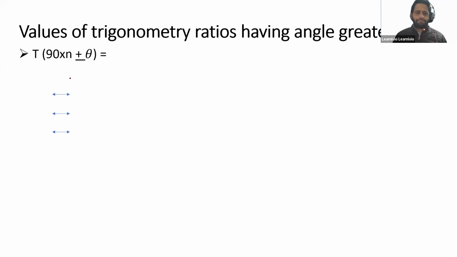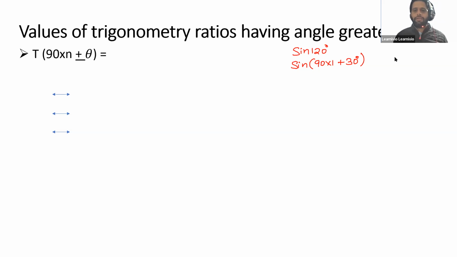We will write it in this way. Whatever angle you are getting, we will convert it into this form: T of 90 into n plus minus theta. T means trigonometric ratio, that is sine, cos, depending on the question. For example, if we get sine 120 degrees, we will convert it into this form. So how can we write this? Sine of 90 into 1 plus 30 degrees. Is this clear? Yes, sir.